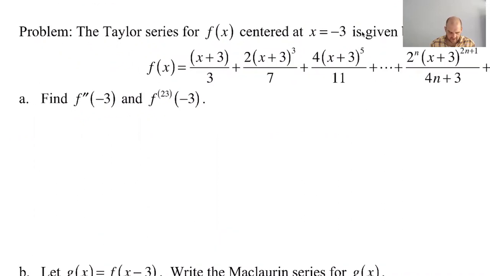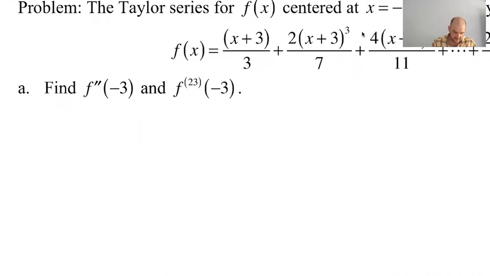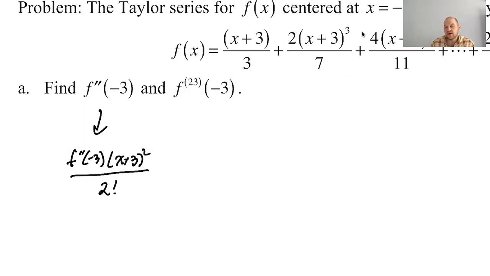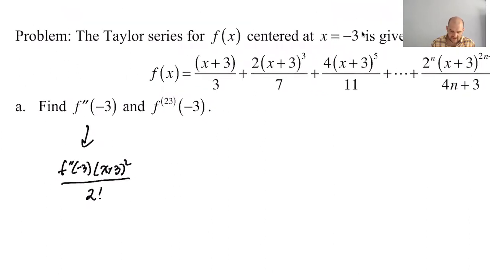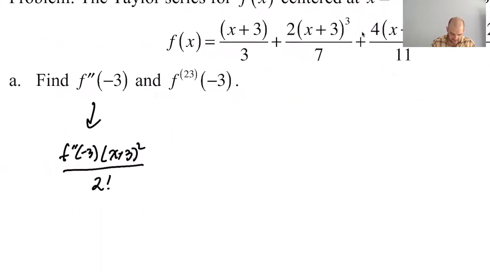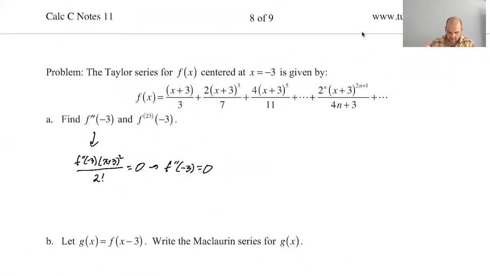So f double prime of -3 is the coefficient of, when I think about this, f double prime of -3, x plus 3 to the second over 2 factorial, right? That's where I could find it. If you look at the thing we're given though, there is no x plus 3 squared, so this must just be equal to 0, and the reason is that f double prime of -3 must be 0. So that's how I would do this.